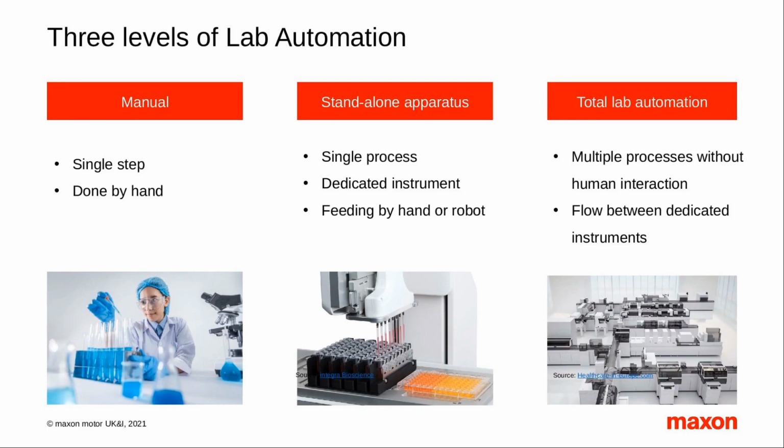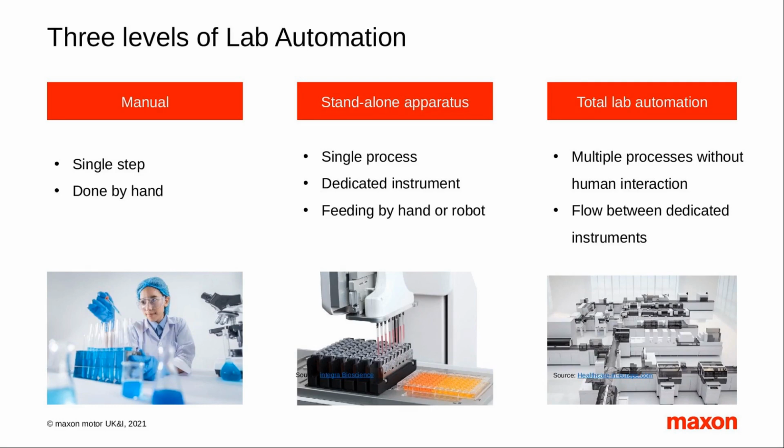The next level, standalone apparatus. So you have machines which are dedicated to a process, but the machine could be fed by a human or a robot and unloaded at the other end, again by a human or a robot. So the process is automated, but the automated machine is dedicated to one task.